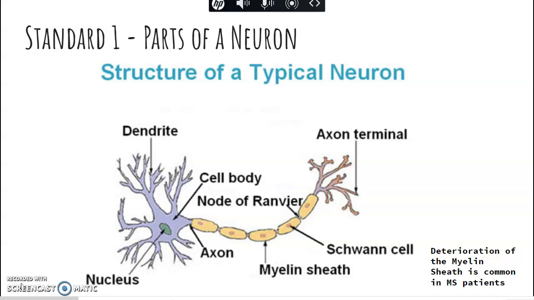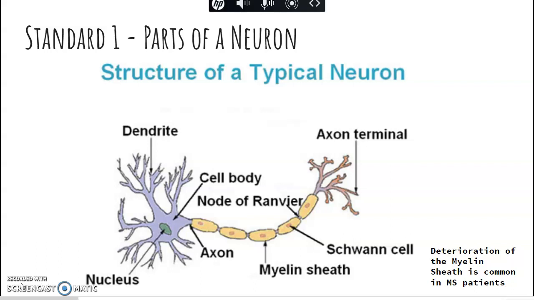The dendrites have little receptor sites on them, and they'll receive the signal. The neurotransmitters are the signal. They'll receive the neurotransmitters on those receptor sites. Once they get enough neurotransmitters to reach threshold, then the soma, the cell body, will initiate that action potential.